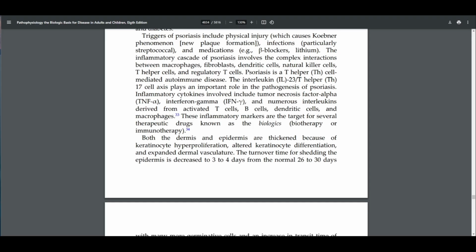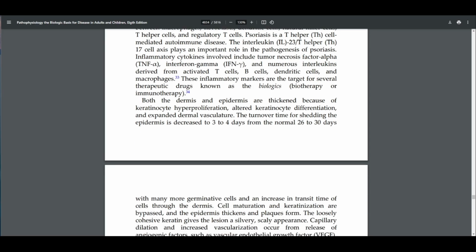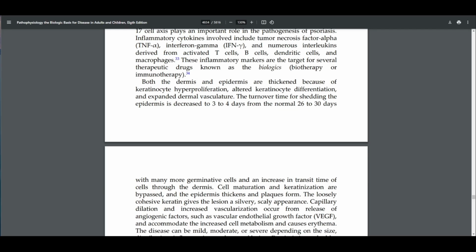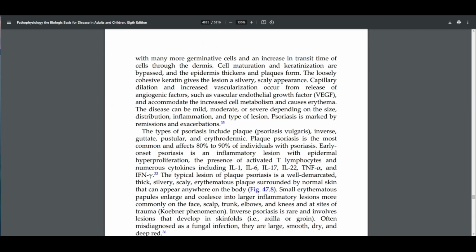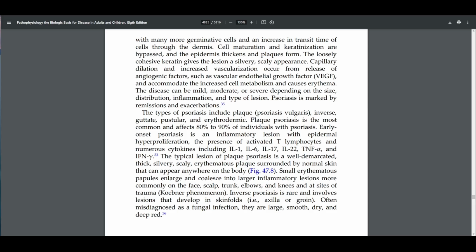Both the dermis and epidermis are thickened because of keratinocyte hyperproliferation, altered keratinocyte differentiation, and expanded dermal vasculature. The turnover time for shedding the epidermis is decreased to 3 to 4 days from the normal 26 to 30 days. With many more germinative cells and an increase in transit time of the cells through the dermis, cell maturation and keratinization are bypassed, and the epidermis thickens and plaques form. The loosely cohesive keratin gives the lesion a silvery, scaly appearance.